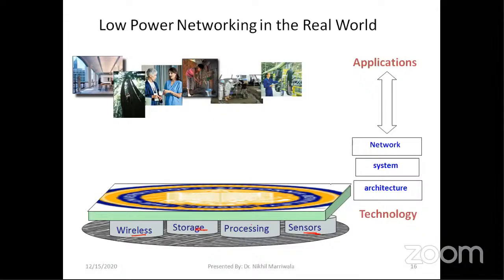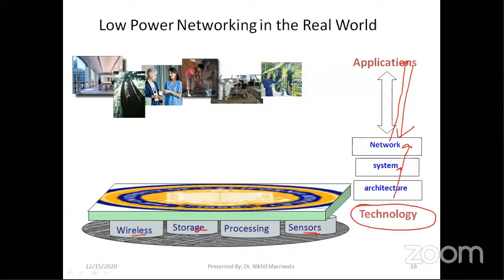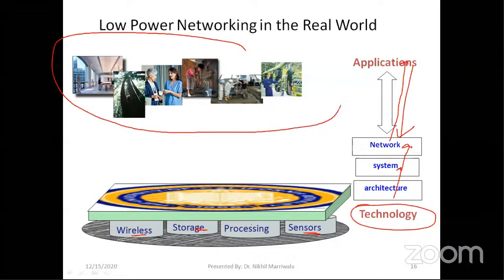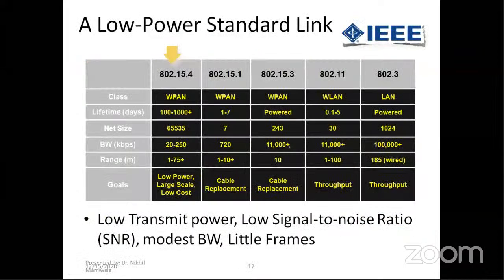So how they are done: architecture, system, network, and application, right? So application returns it back also. So this is the technology, and these are the areas. This is the application part, right? So we are transmitting the information to them and also receiving back what they want to convey, and then retransmitting it after the reception has been done.